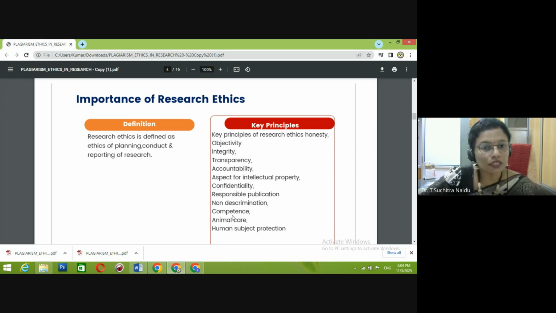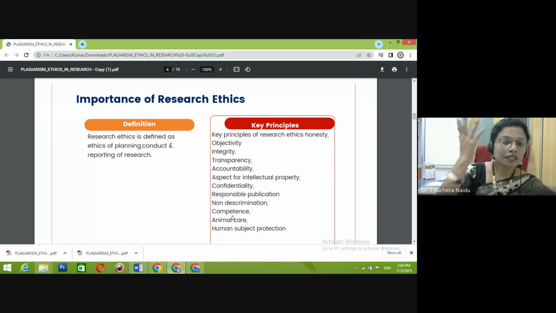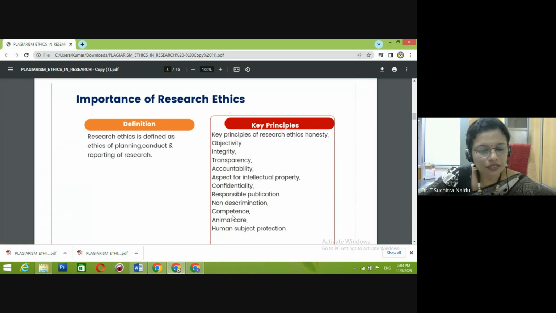Then the aspect of intellectual property. This refers to the creations of the mind. It can include inventions, literary designs, or symbols, basically, which we use in commerce. It is legally protected. And then coming to confidentiality. Confidentiality is nothing but a set of rules that limits access or places restrictions on the use of certain types of information.